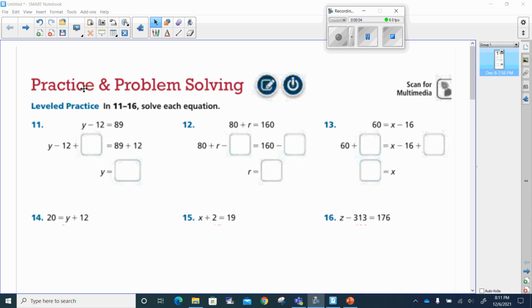I'm going to be doing all the odd ones today. So let's begin over here with number 11. It says solve each equation. I'm looking for what y is. To get y, I need to get everything else to the other side of the equal sign.